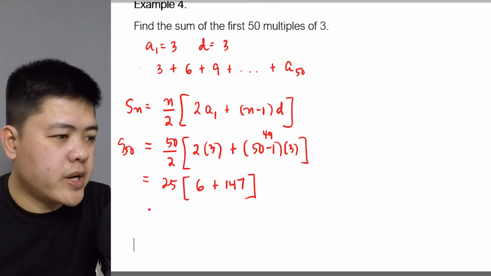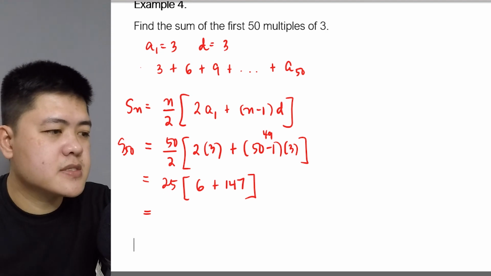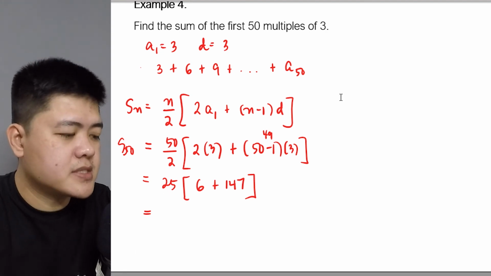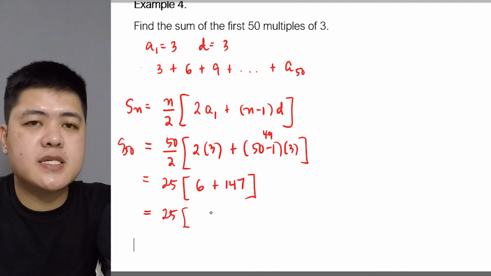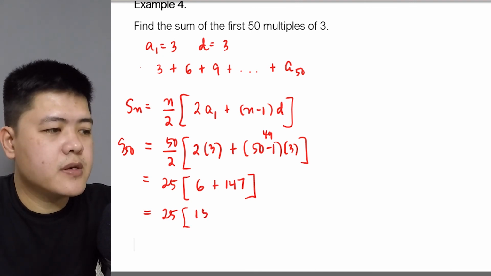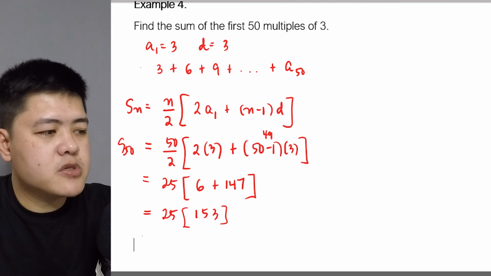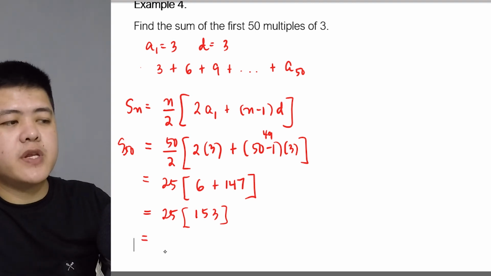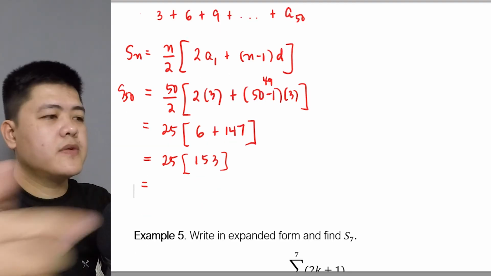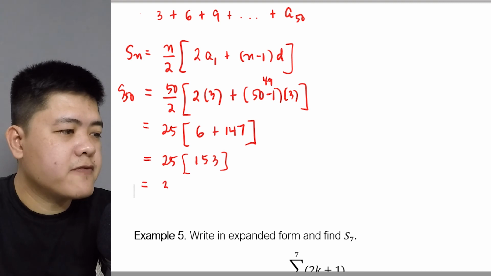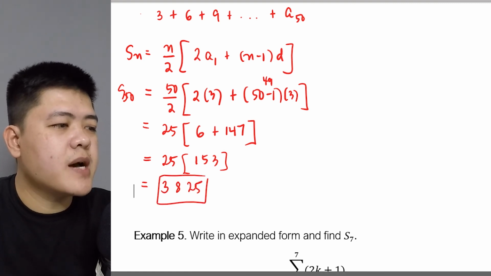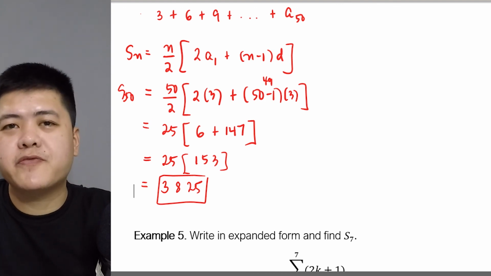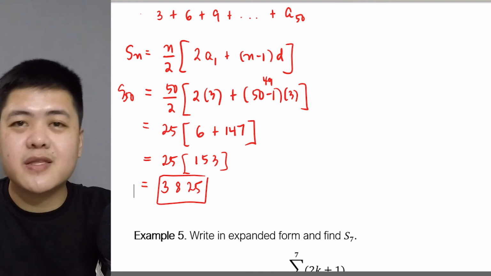And then 147 plus 6. What's 147 plus 6? So we'll get 25 times 153. And obviously, medyo mahirap na itong i-multiply. What's 153 times 25? 3,825. So therefore, the sum of the first 50 multiples of 3 is 3,825.